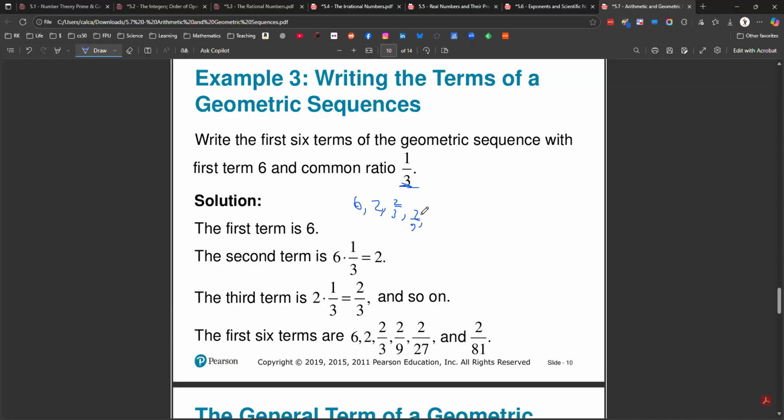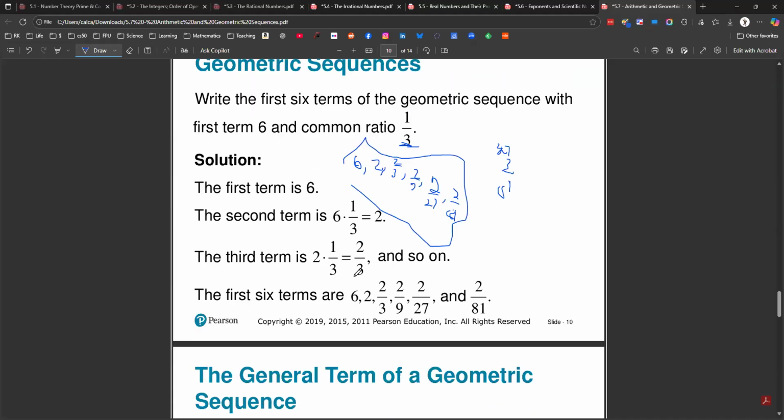And then I multiply 2/9 by 1/3. I'm going to get 2 over 27. That's 1, 2, 3, 4, 5 terms. And then finally, I'm going to go 2 over 27 times 1/3, so that's 2 over 81. Yeah, that's 81. So here are my first 6 terms, where the common ratio is 1/3.